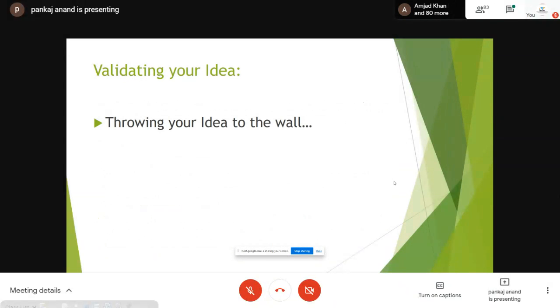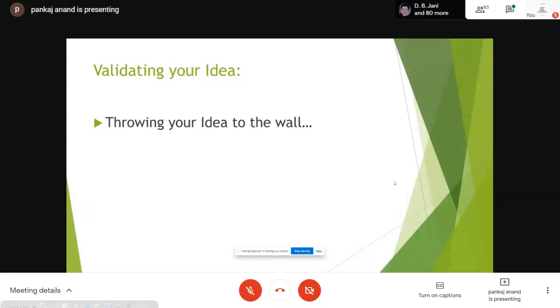Now, validating your idea. What we tell through our startups is: throw your idea at the wall. By this I mean, think of your idea as a ball and throw it at the wall. If it sticks to the wall, yes, go ahead, very good. If it does not, remake it, remold it, bring in whatever makes it stick to the wall, and then throw it again.